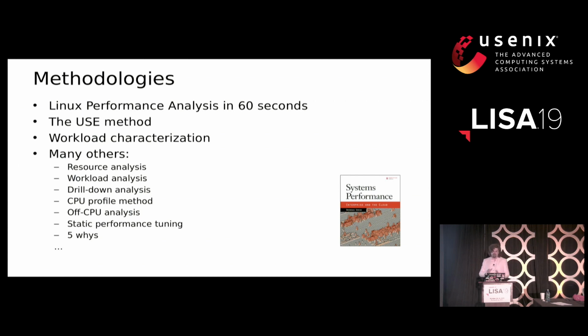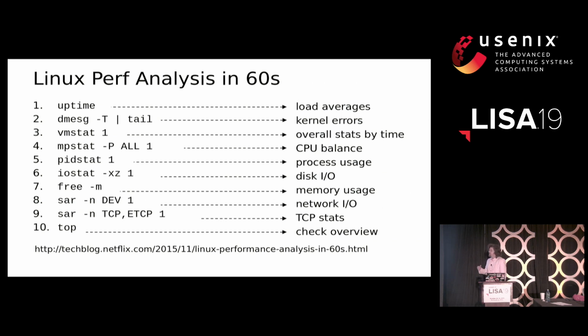I covered a lot of methodologies in my last book, but a few I want to cover here. Linux performance analysis in 60 seconds. I posted this on the Netflix tech blog. This is the first 10 commands I run when I log into a Linux system. uptime, dmesg, because sometimes the system is sad and the kernel's telling you why. It's in dmesg. vmstat, mpstat, pidstat, some sar things for network I/O, and then htop for the overview. This is a good way to check the overall health of the system in a hurry.